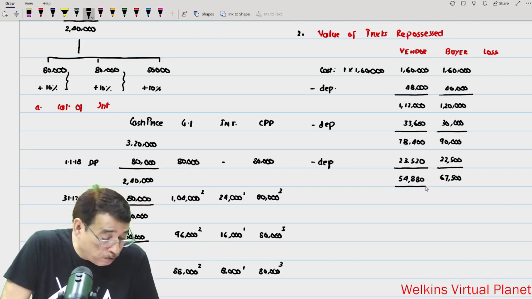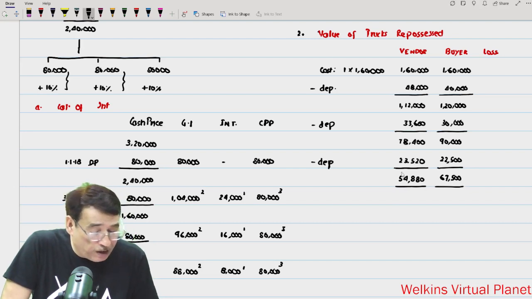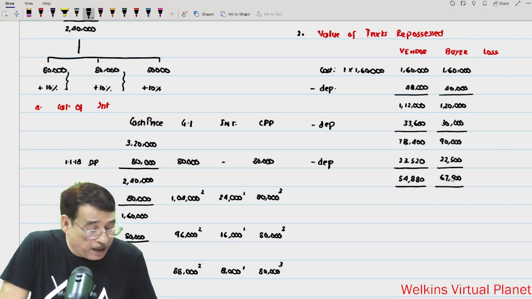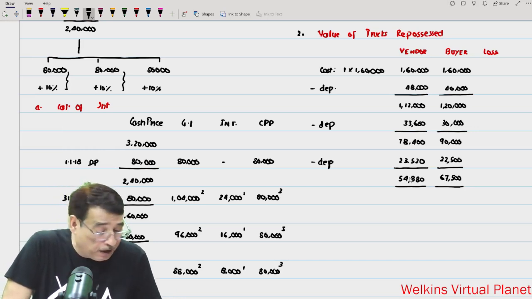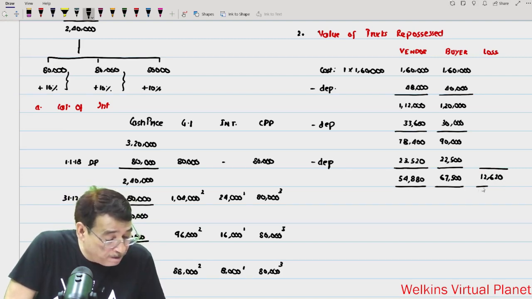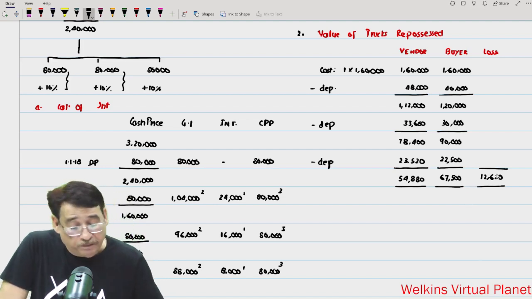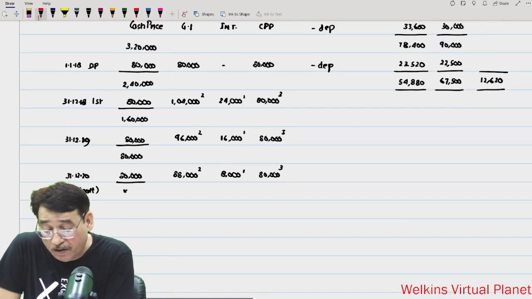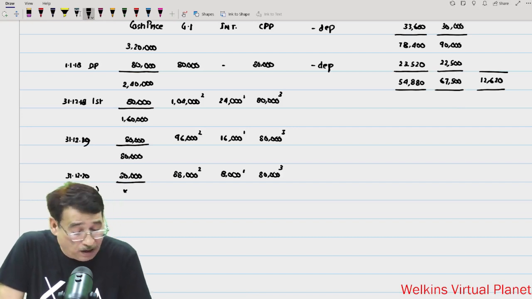But as we know, the vendor will consider the value of repossessed item as 54,880. So that means an item which is having a value of 67,500 is being actually repossessed at 54,880. So if I take the difference, that will be equal to 12,620, and this is your loss. Remember one thing, purchaser will always have loss, correct? Logically, he can never ever have profit.